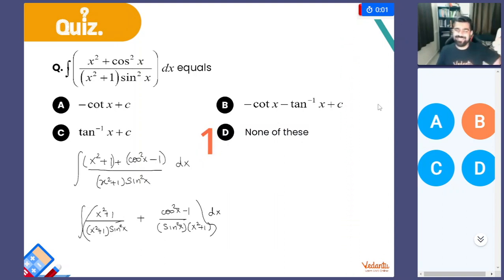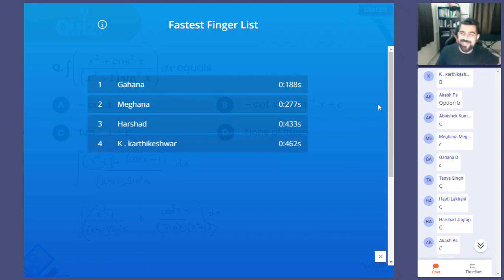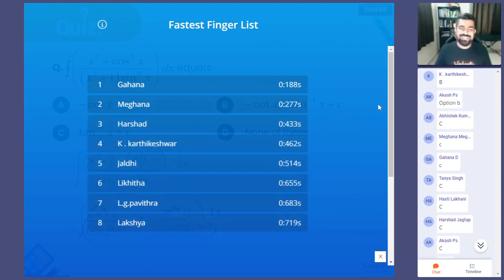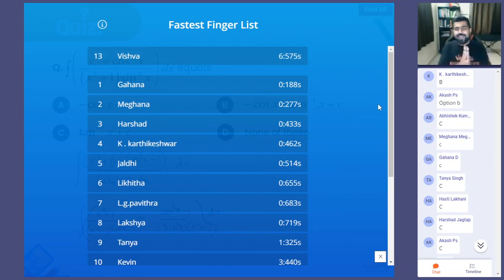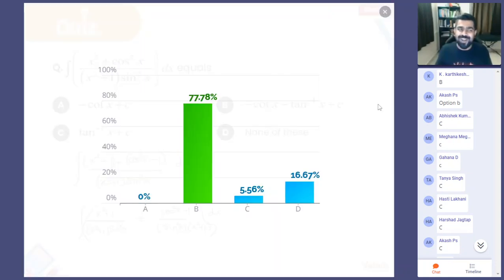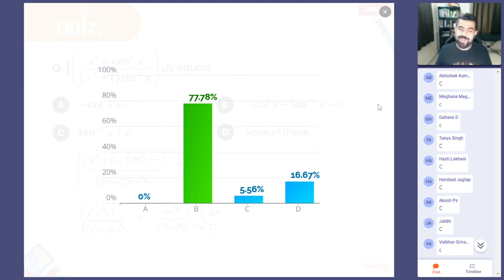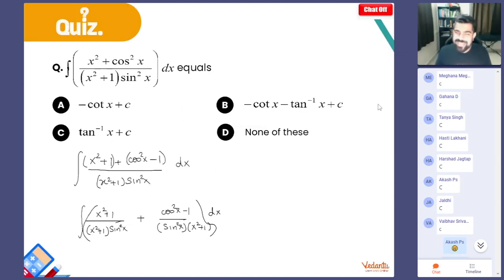Very good. That's it. That ends your time. Okay. Now let us have a look at the answer for this. The right answer for this question, my dear boys and girls, was option B. How is it option B? We will have a look at it. So here is a list of the quickest fingers, the quickest answers of our class, and overall distribution is as shown over here. It was option B, which is the right answer.